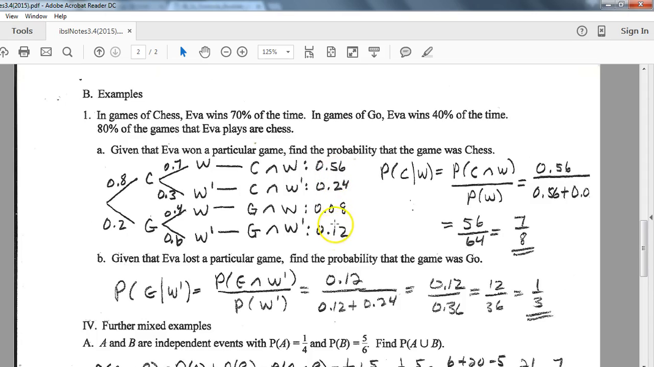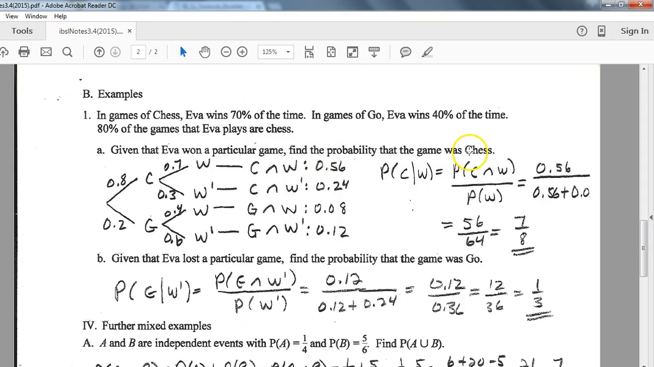So here's the sample space. These are the possible outcomes. Notice that these all add up to 1 because that's my total sample space. So given that she won, so automatically that's my given. That's what will go on bottom, the cases where she wins. So that's what we put on bottom.